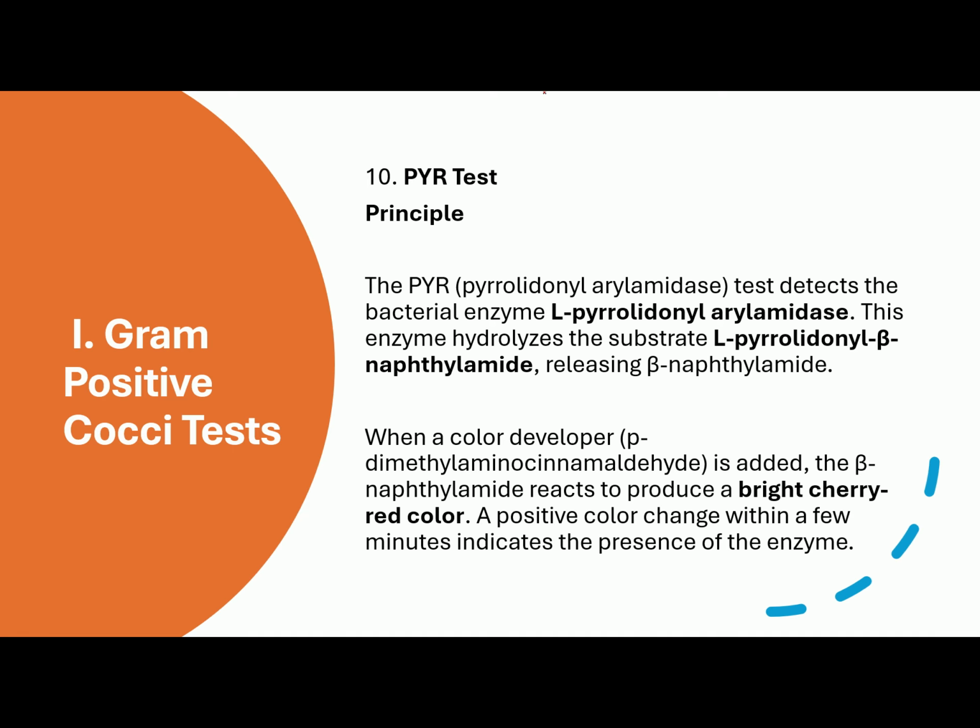Another test, class, is the PYR test. The PYR test is also known as the pyrrolidonyl arylamidase test. It detects the bacterial enzyme L-pyrrolidonyl arylamidase. This enzyme hydrolyzes the substrate L-pyrrolidonyl beta-naphthylamide, releasing beta-naphthylamide. Now, the color developer, class, is para-dimethylaminocinnamaldehyde. When added, the beta-naphthylamide reacts to produce a bright cherry red color. A positive color change occurs within a few minutes, indicating the presence of the enzyme. So positive here is a bright cherry red color.